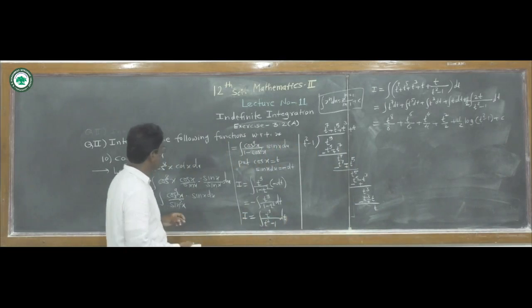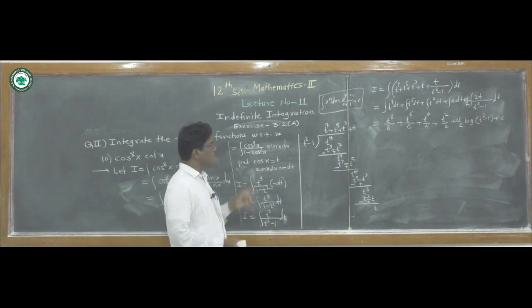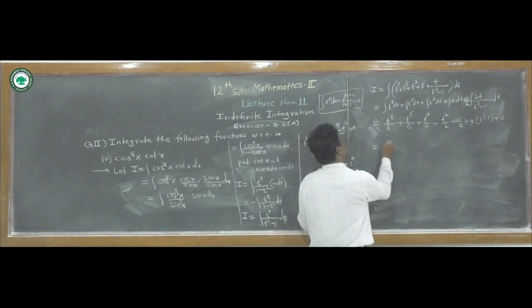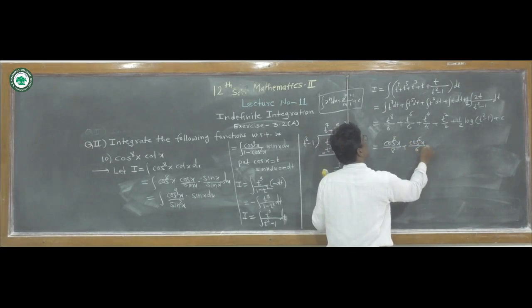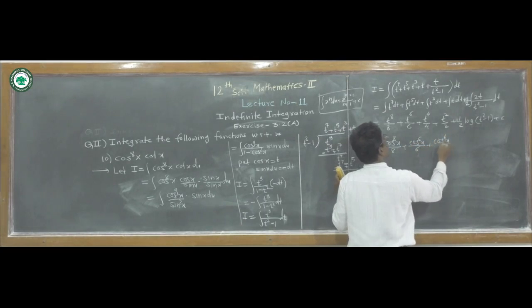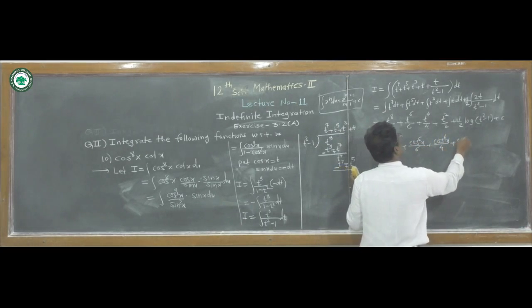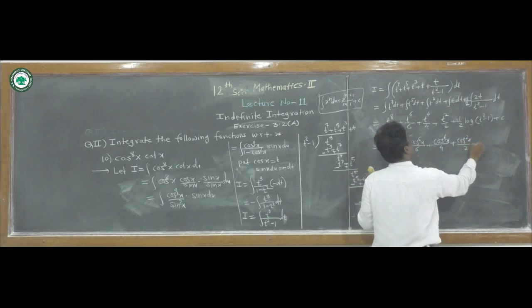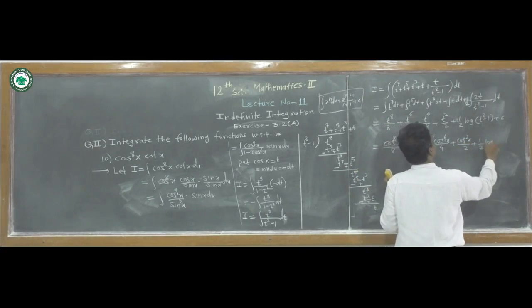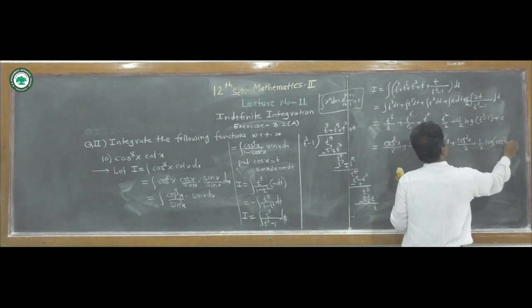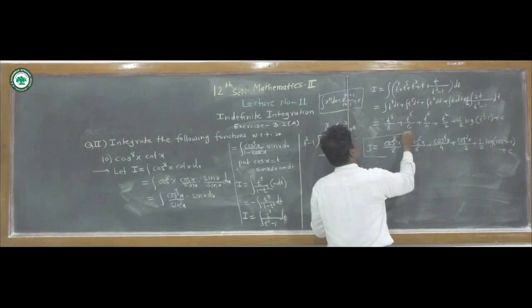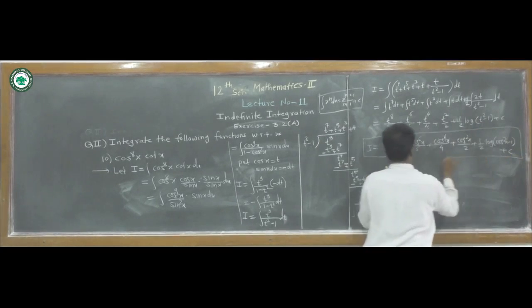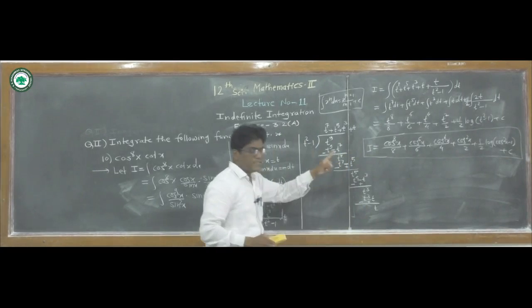What is t here? t is cos x. We put here t as cos x, and so we get here cos raised to 8 x divided by 8 plus cos raised to 6 x divided by 6 plus cos raised to 4 x divided by 4 plus cos square x divided by 2 plus 1/2 into log of cos square x minus 1 plus constant of integration. This is the final solution which is given in the book. This answer is given in the book.